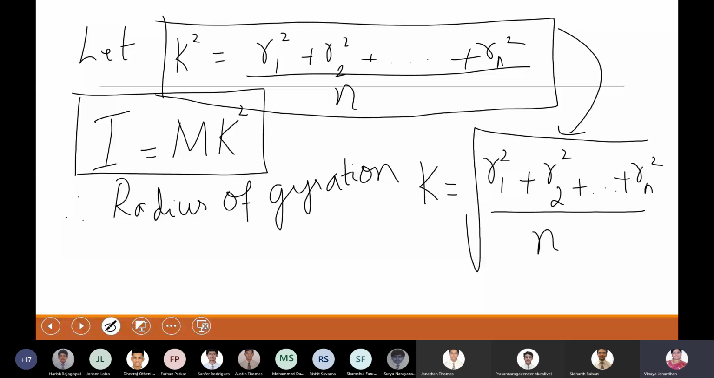k is equal to the square root of r1 squared plus r2 squared, etc., up till rn squared divided by n. Now you have to define your k. How will I define it? First, have you arrived at this expression? Have you arrived at this expression?